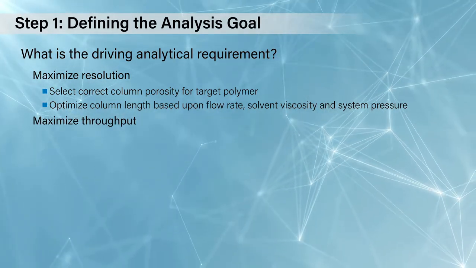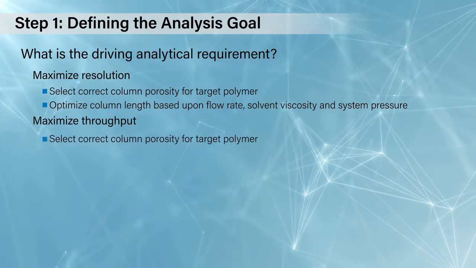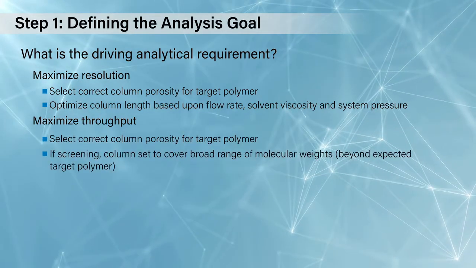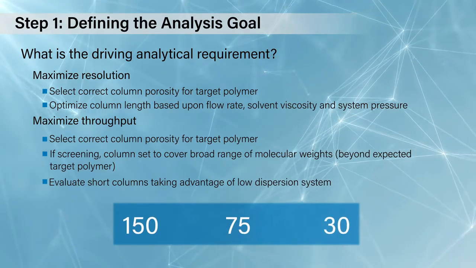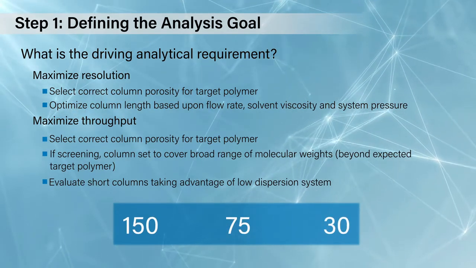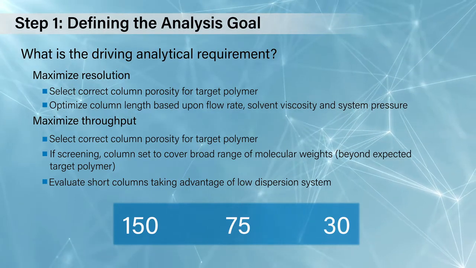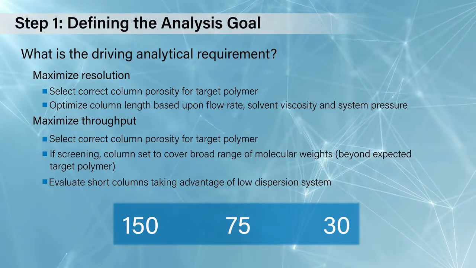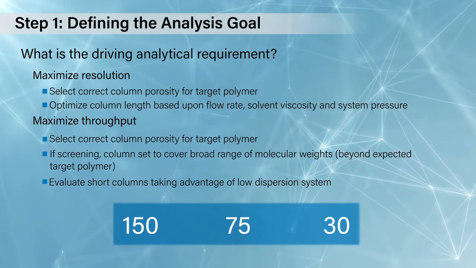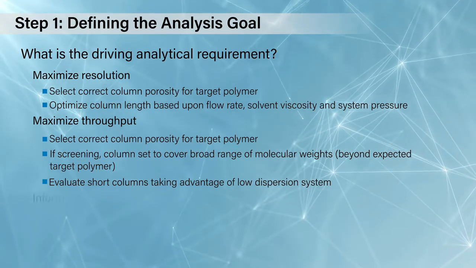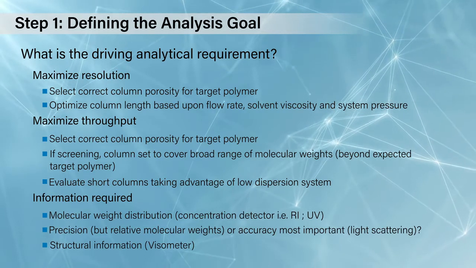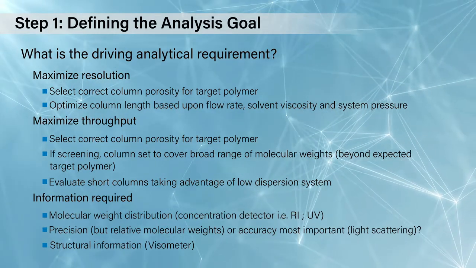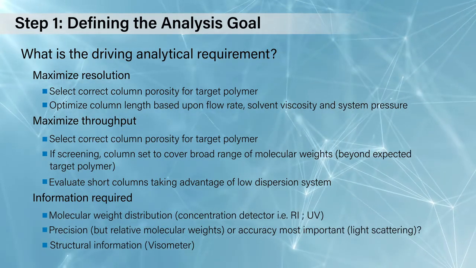If speed is our goal, we want to maximize throughput. We still need to first select the correct porosities, and then we can optimize on the various column lengths available. So we have 150 mm, 75 and 30 mm column lengths available for the APC technology, and this allows for very fast, high throughput, but still high resolution analysis applications. And then of course, what information do you require, which basically lends itself to what detectors do you need to ensure are in your system.